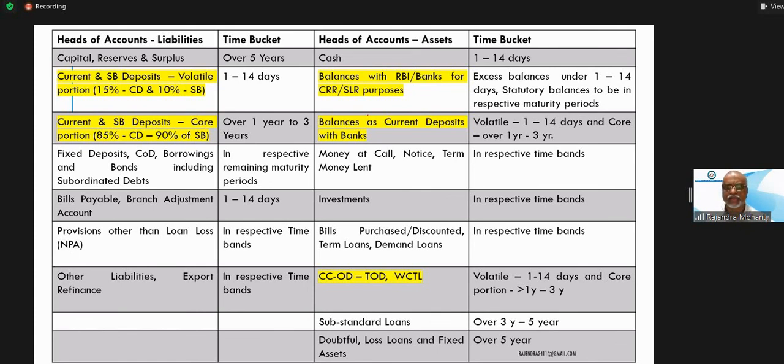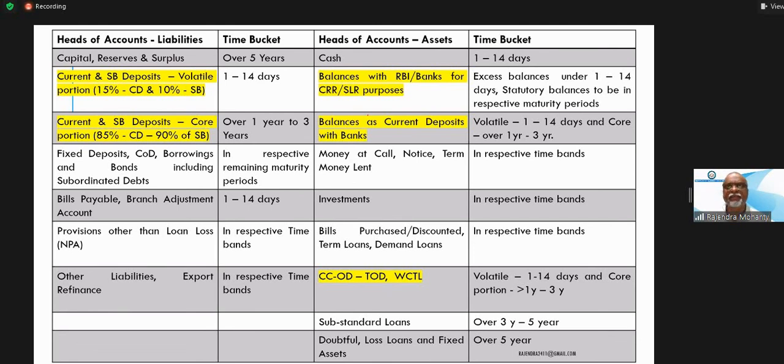Okay, so those running account type natures, they will be put under two things: one is your stable, one is your volatile. Volatile is to be put under 1 to 14 days, stable under 1 to 3 years. That much you should remember. Other than that, the rest are to be put in their respective time bands.